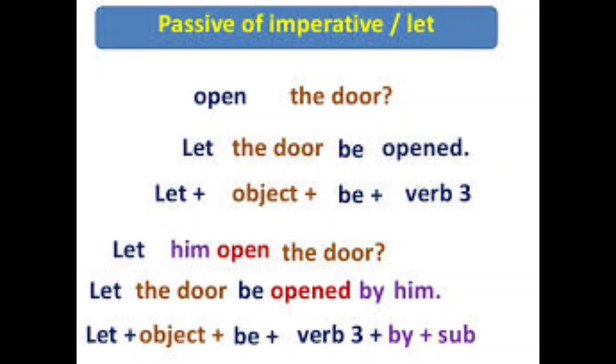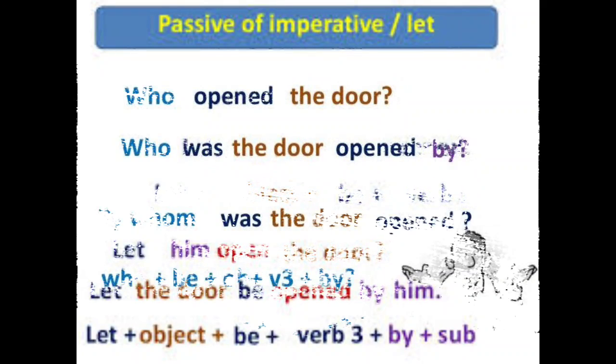So, if "him" is added in between, it should be taken as the subject and brought to the back as the object in the passive voice. So, "Let the door be opened by him."